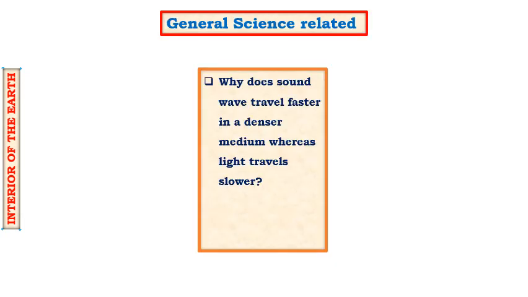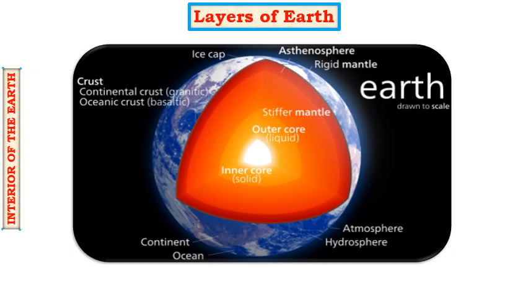Some general science questions. Why, guys, do sound waves travel faster in solids, liquids and gases? They travel fastest in solids. Okay, you can Google that out, and check why S waves cannot travel through liquids. This is the property of the wave that doesn't allow it, because the movement of S waves is like that, and that movement is not supported by liquids.